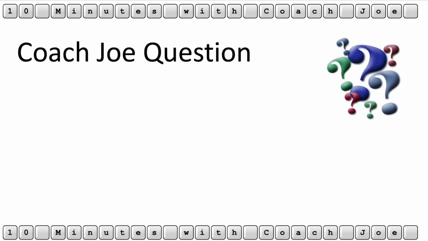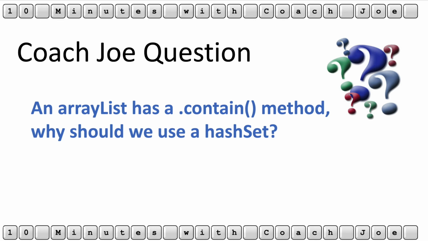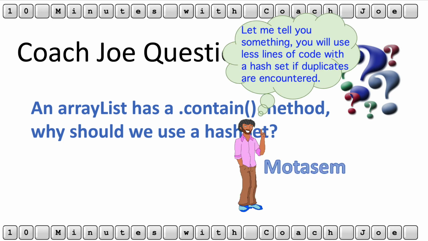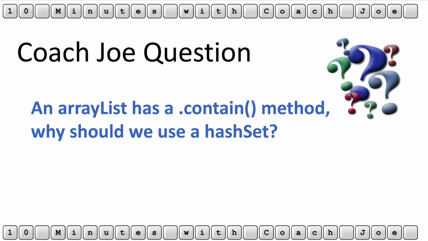Time for another Coach Joe question. The ArrayList allows duplicates, but you could check to see if an element is contained in the list before adding. The hash set doesn't allow duplicates. With that said, why should we use the hash set? Correct. Less lines of code are needed for a hash set when duplicates are a possibility.